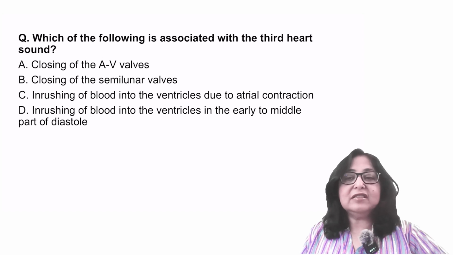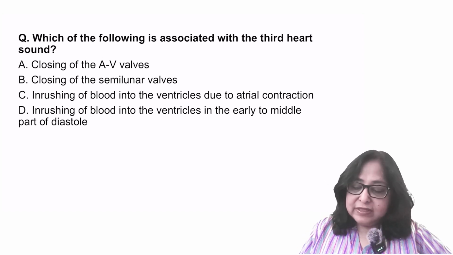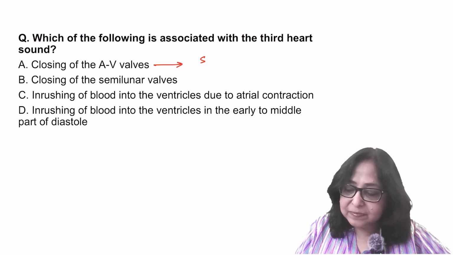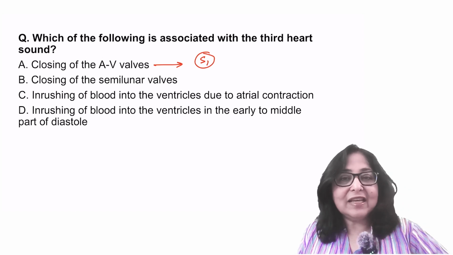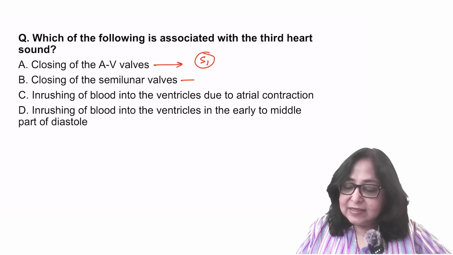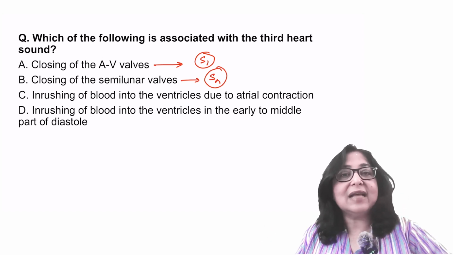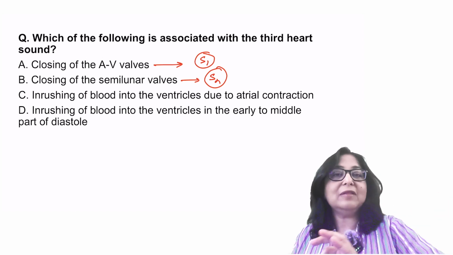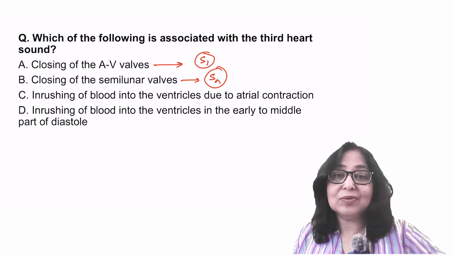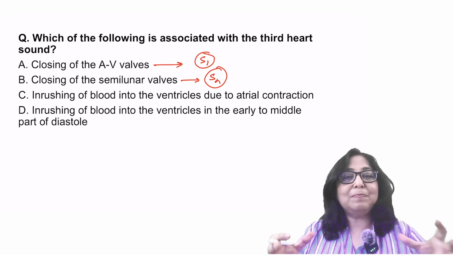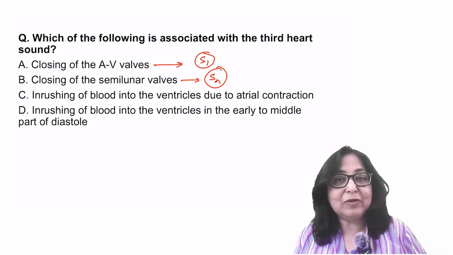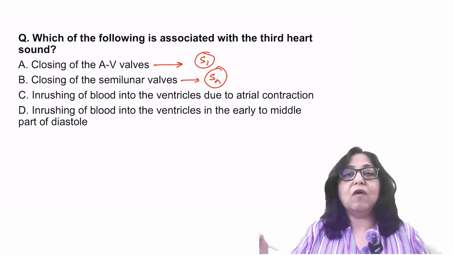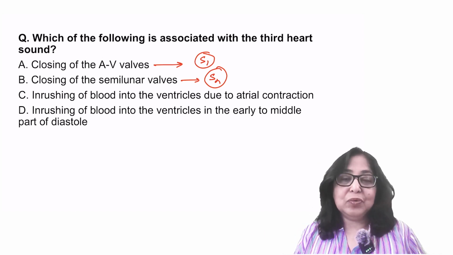It says, which of the following is associated with the third heart sound? Closing of the atrioventricular valves, the mitral and the tricuspid valve, this is responsible for the first heart sound. Closing of the semilunar valves, aortic and pulmonary, this is the second heart sound. And we know that the second heart sound is normally split. That is because the aortic valve closes before the pulmonary valve. Both the valves do not close at the same time. And what happens to the splitting of the second heart sound with inspiration? The splitting widens. Why does it widen? Because the closure of the pulmonary valve is delayed during inspiration.